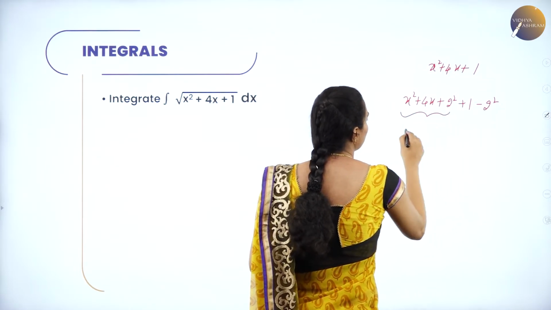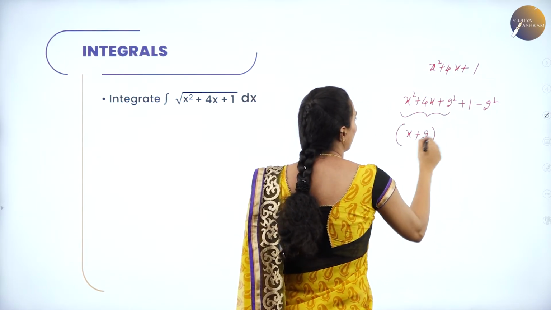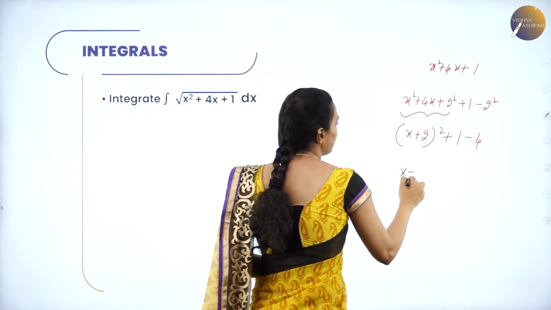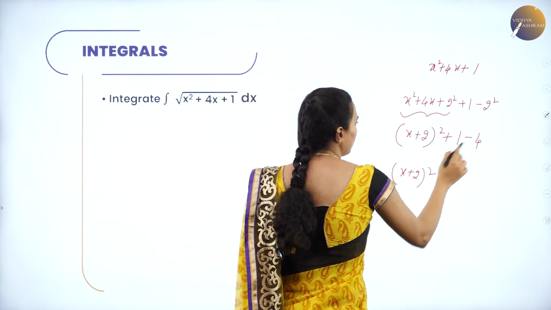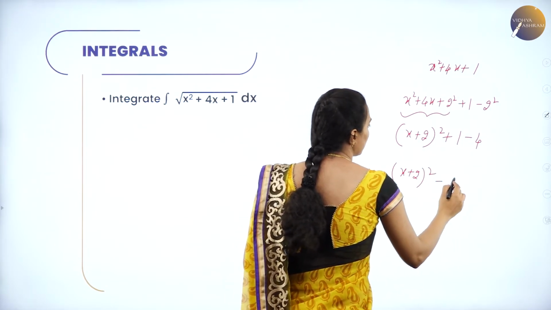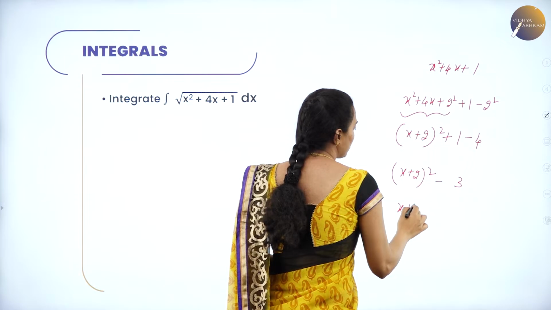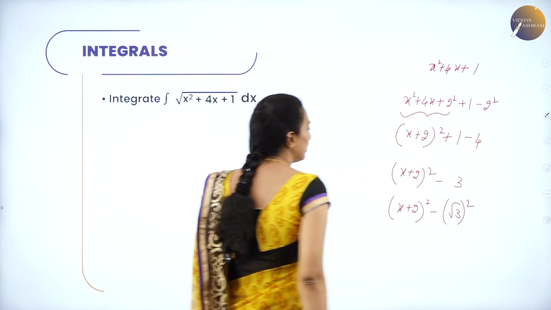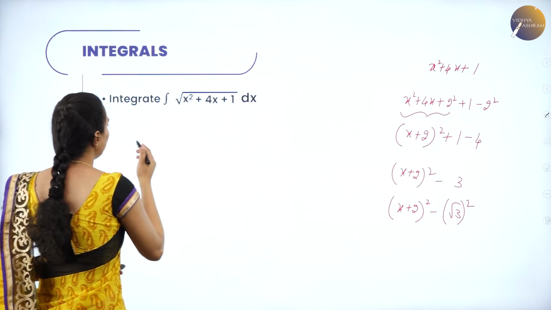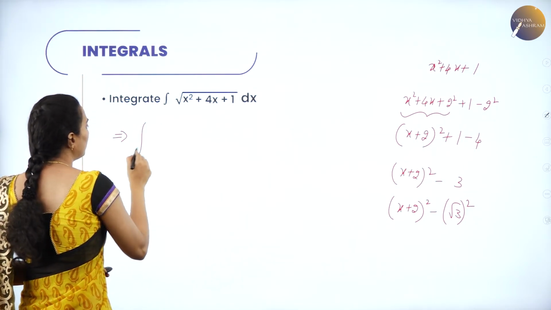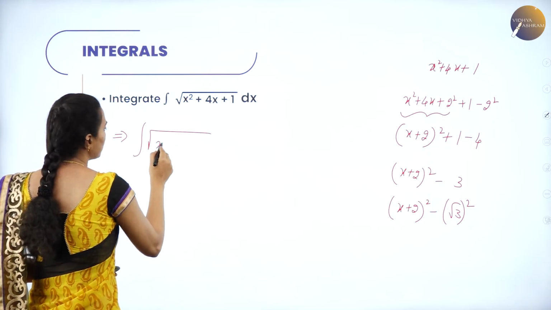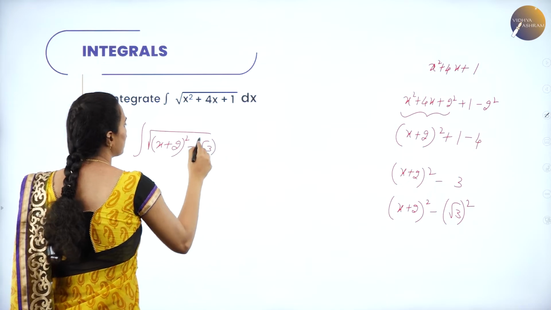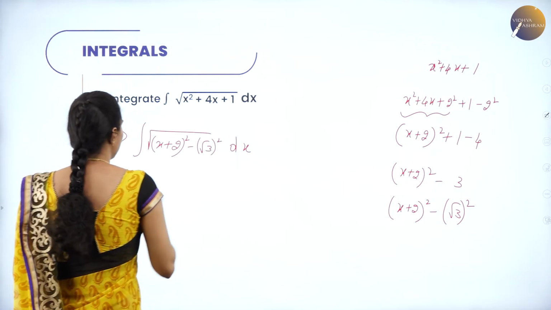Now this will be equal to x plus 2 whole square. Again plus 1 minus 2 squared, which is 1 minus 4, nothing but minus 3. Otherwise, x plus 2 whole square minus root 3 whole square. Therefore this can be reduced to the integral of under the root x plus 2 whole square minus root 3 whole square into dx, which is of the form what?